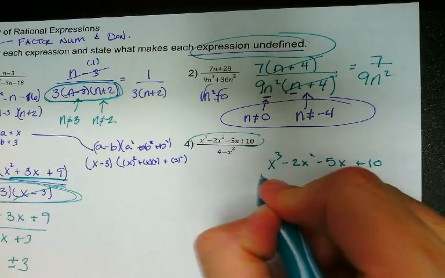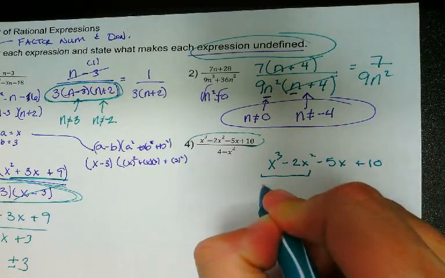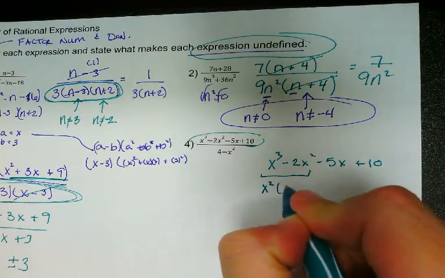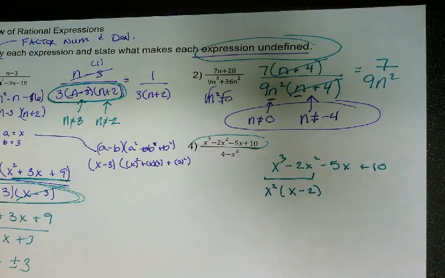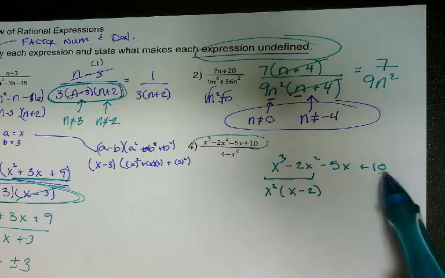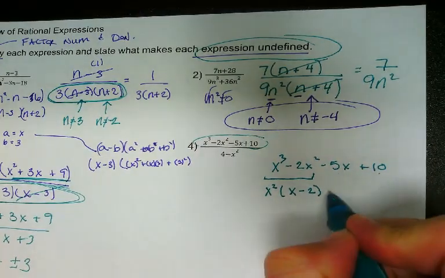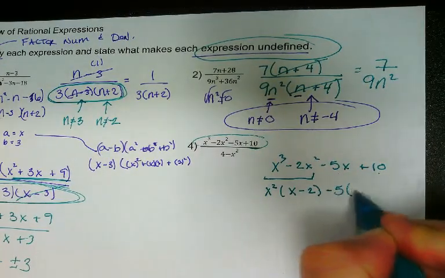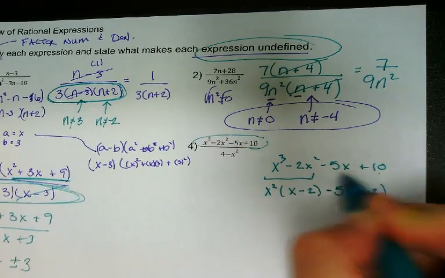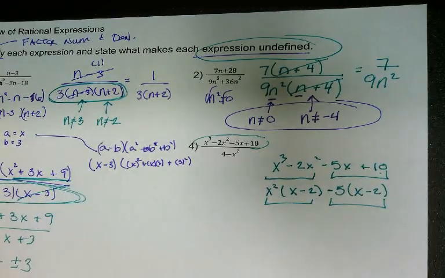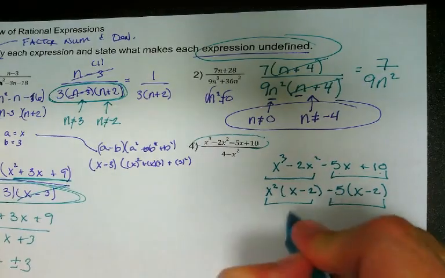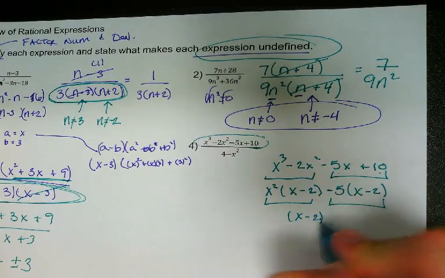What's our first GCF? X squared, and we're left with the x minus 2. My second GCF, I have to be left with x minus 2, so what am I pulling out if I'm changing those signs? Good. And then I've got x minus 2, so that was 1 GCF, 2 GCFs.